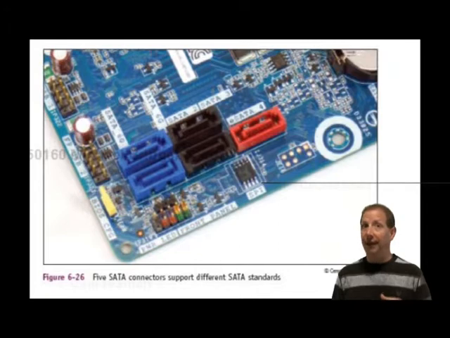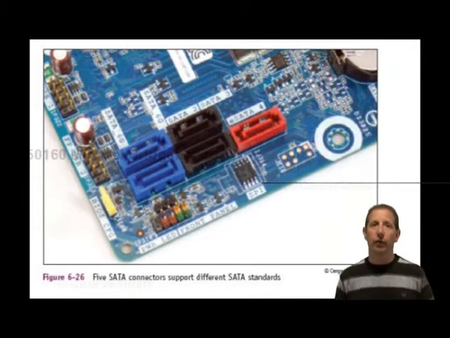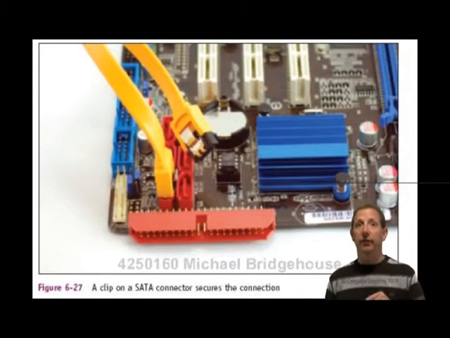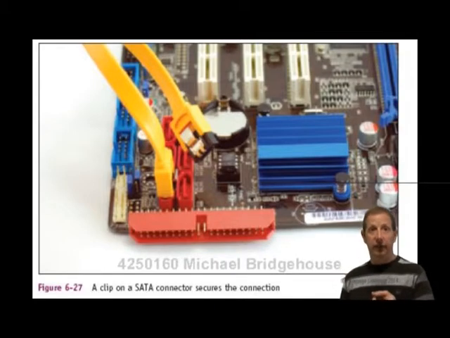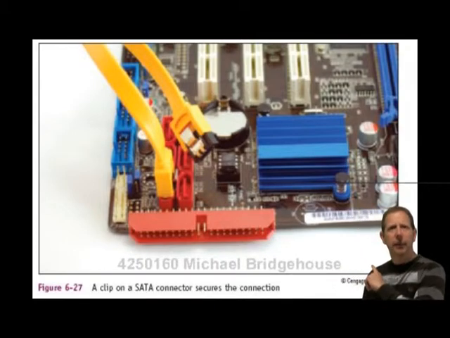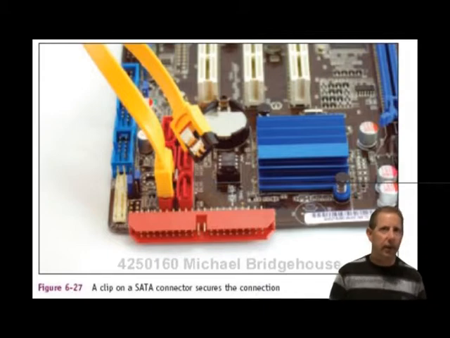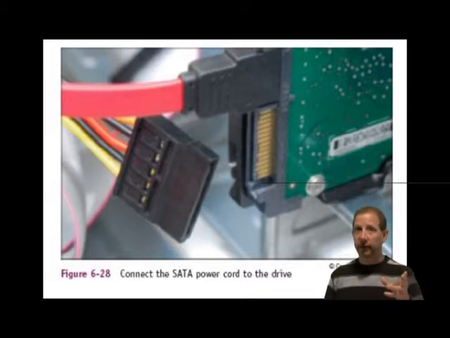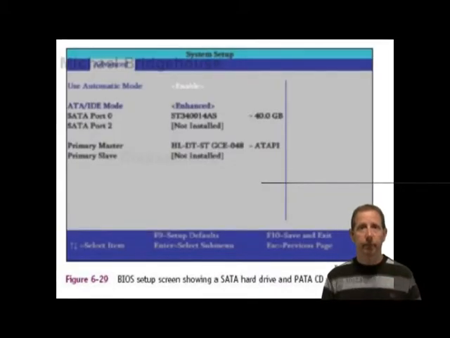For both the drive and the motherboard, you can only plug the cable into the connector in one direction. A SATA cable might provide a clip on the connector to secure it, as you can see here behind me. Step 6, connect a 15-pin SATA power connector or a 4-pin Molex connector from the power supply to the drive. Check all your connections, power up the system.